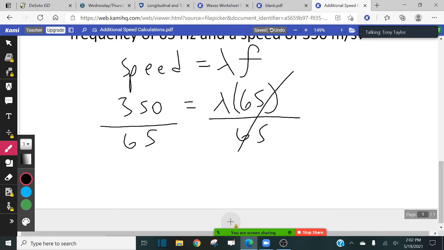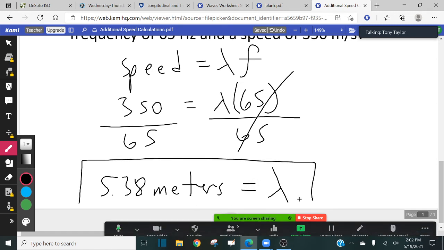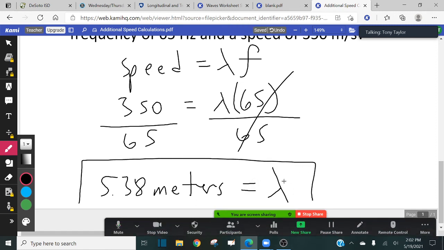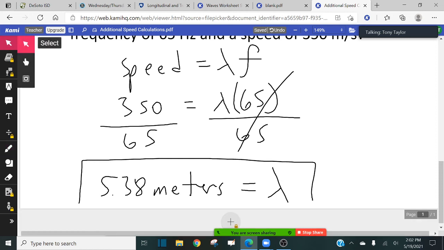So if I put 350 divided by 65 in my calculator, what I get is 5.38 meters, which is equal to lambda. Again, lambda here is a symbol for wavelength. Wavelength is always measured in meters. All right, any questions on what we did today?